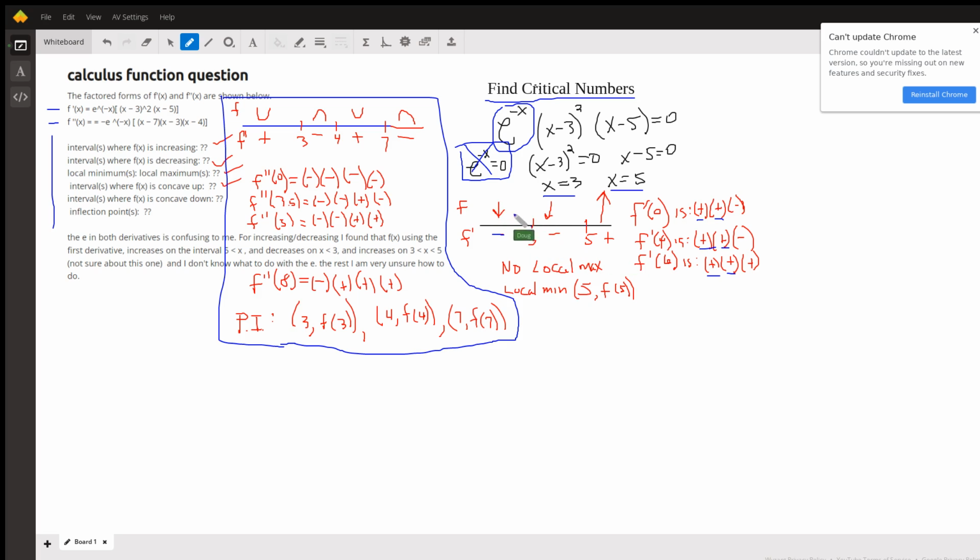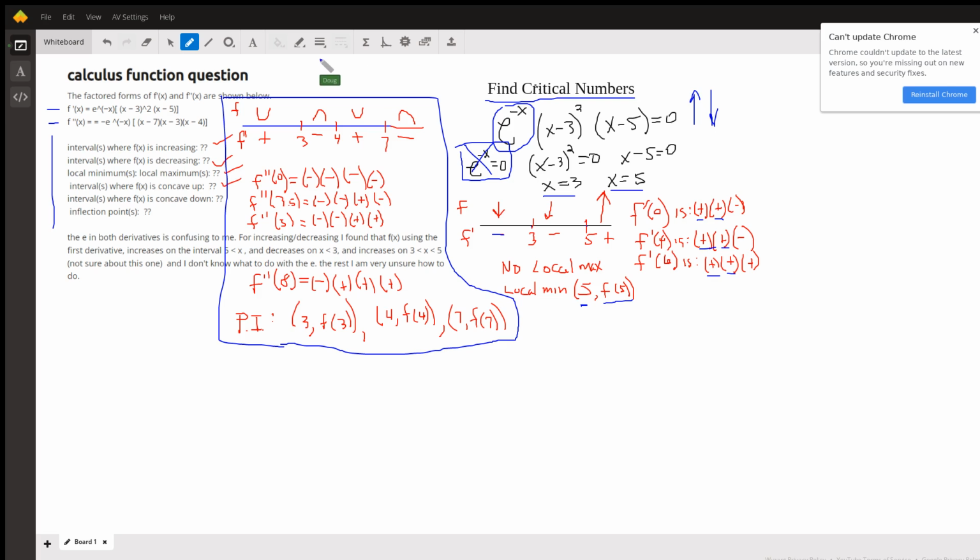Okay, so these arrows tell you that the function is decreasing to the left of 5 from negative infinity to 5, and it's increasing from 5 to infinity. And there's no local maximum because we don't have a picture that looks like this. But we do have a local minimum at 5. We don't know what the local minimum value is, but it's f of 5, whatever f is.